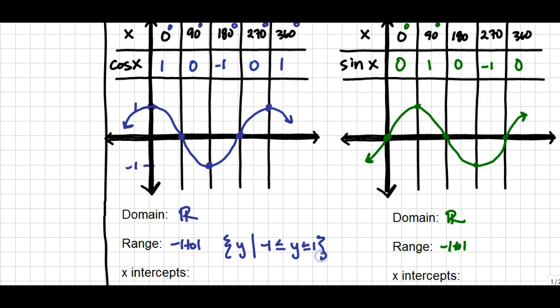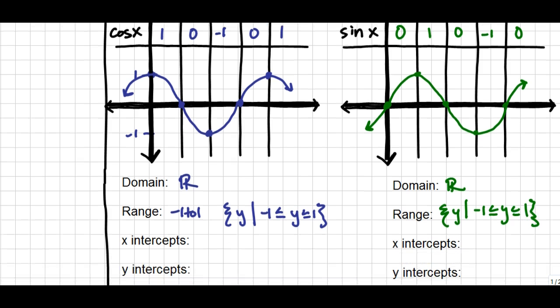So the same is true for the sine graph. We would say that the range is exactly the same because that graph goes up to 1 and down to -1 as well. And those are the max and the mins of both of those graphs. A bracket y such that y is in between -1 and 1.